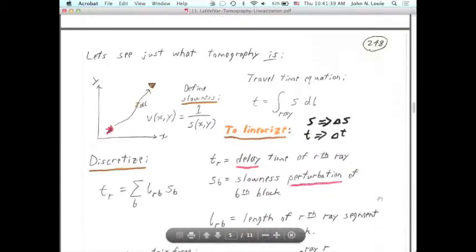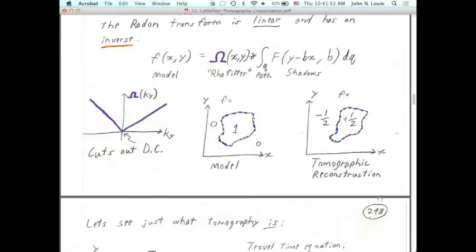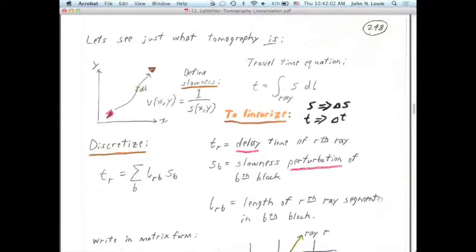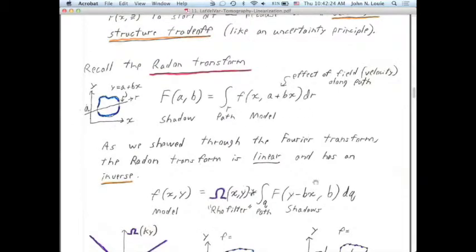Now this idea is also going to help us, it's going to help us guide our linearization of the problem. All right, so let's define now mathematically what we're doing. We're going to set up some equations that we're going to be able to find an inverse for. And these equations are really just going to be a different way of expressing the radon transform.